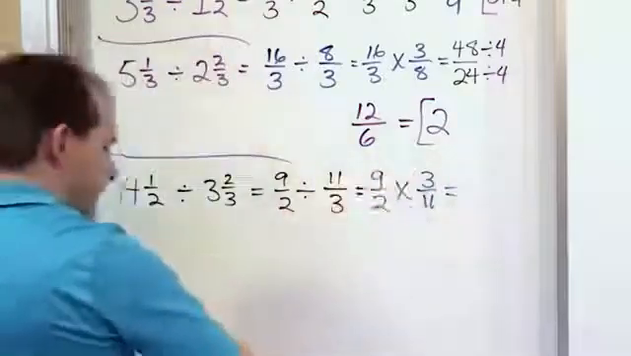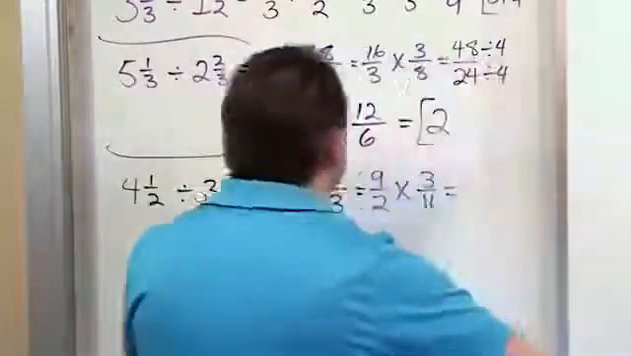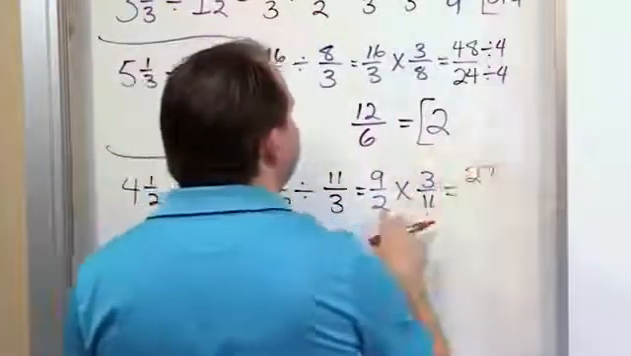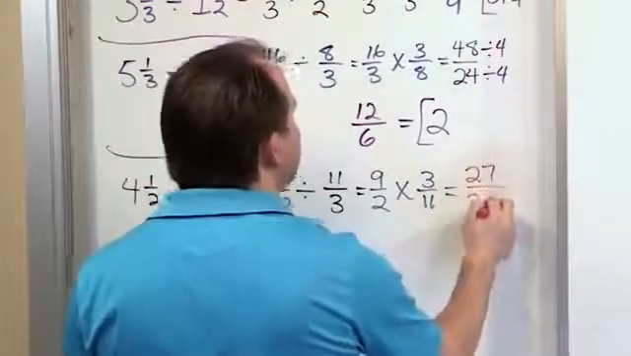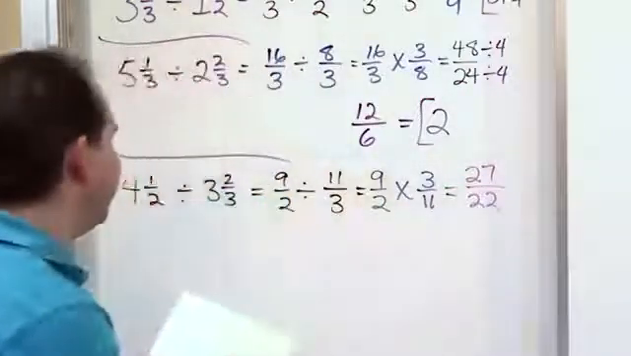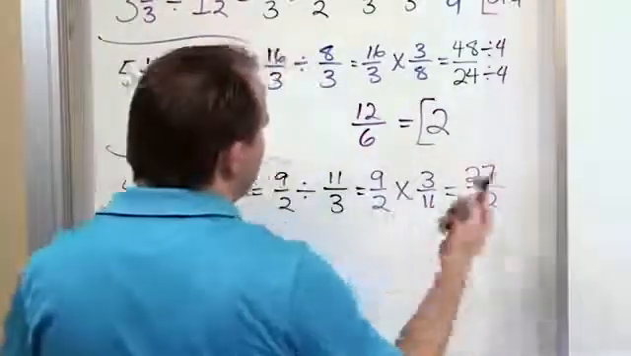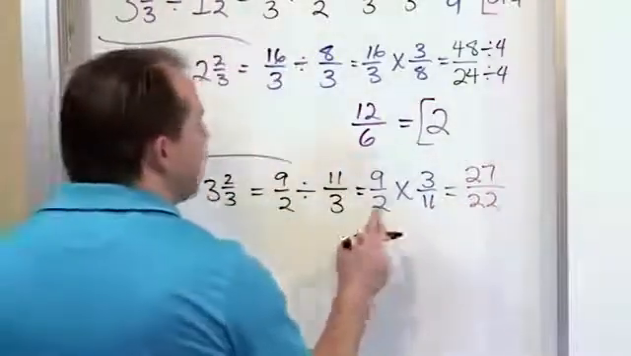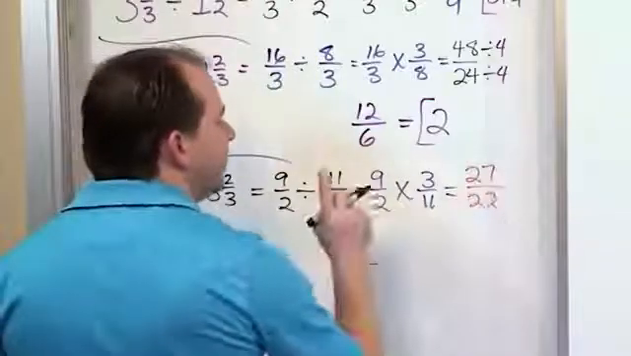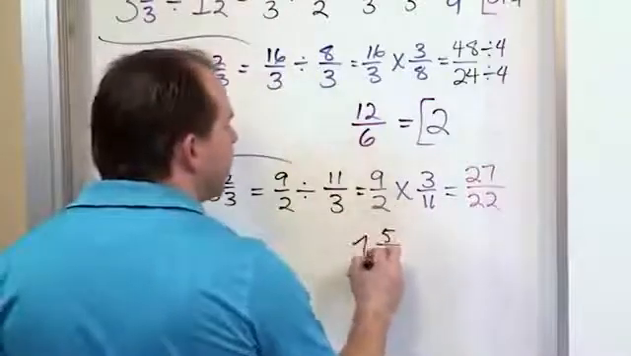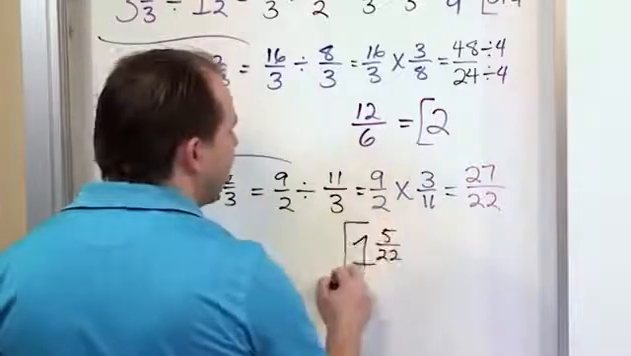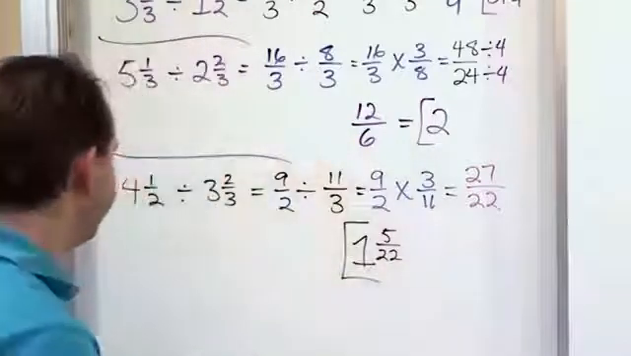9 times 3 is, of course, 27. And 2 times 11 is 22. So this is all correct, but it is improper. How many times can 22 go into 27? Well, obviously it can only go one time. The remainder being 27 minus 22, which is 5. And we always write it over the 22, which is the denominator. So 1 5/22, that's the final answer.